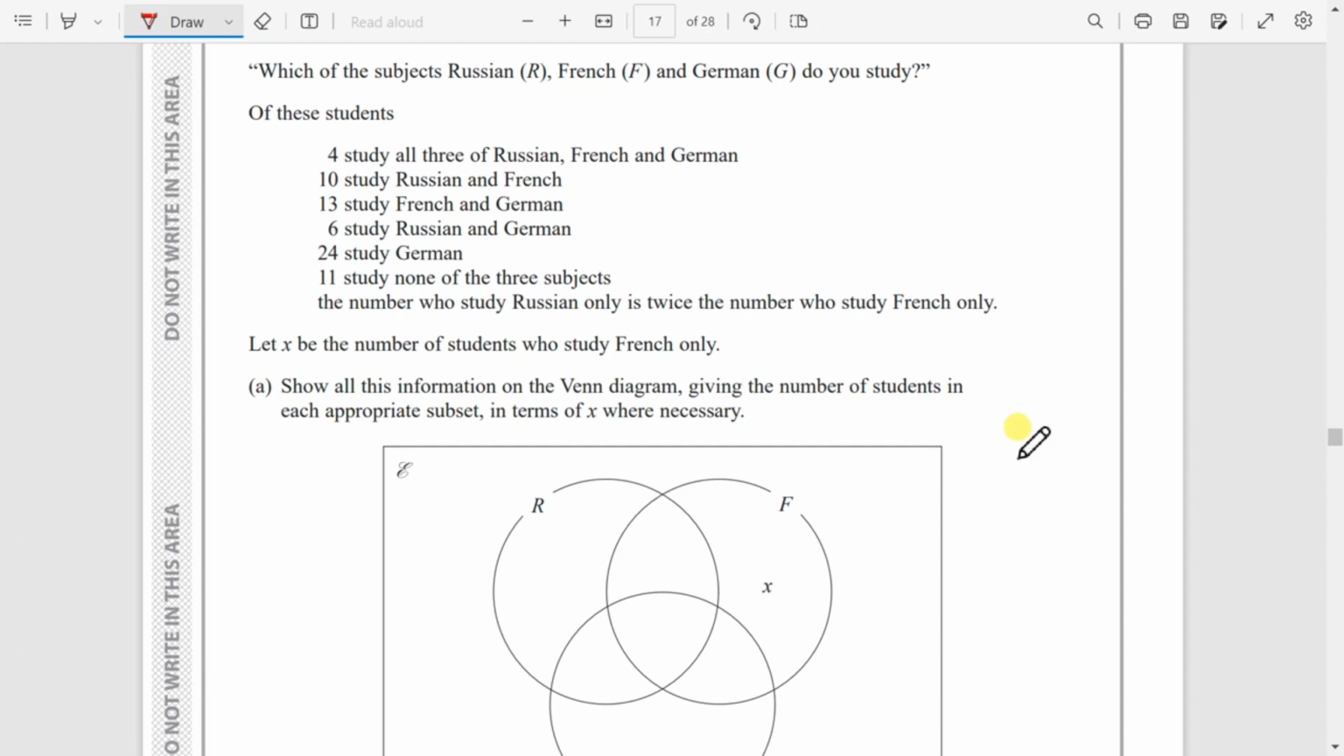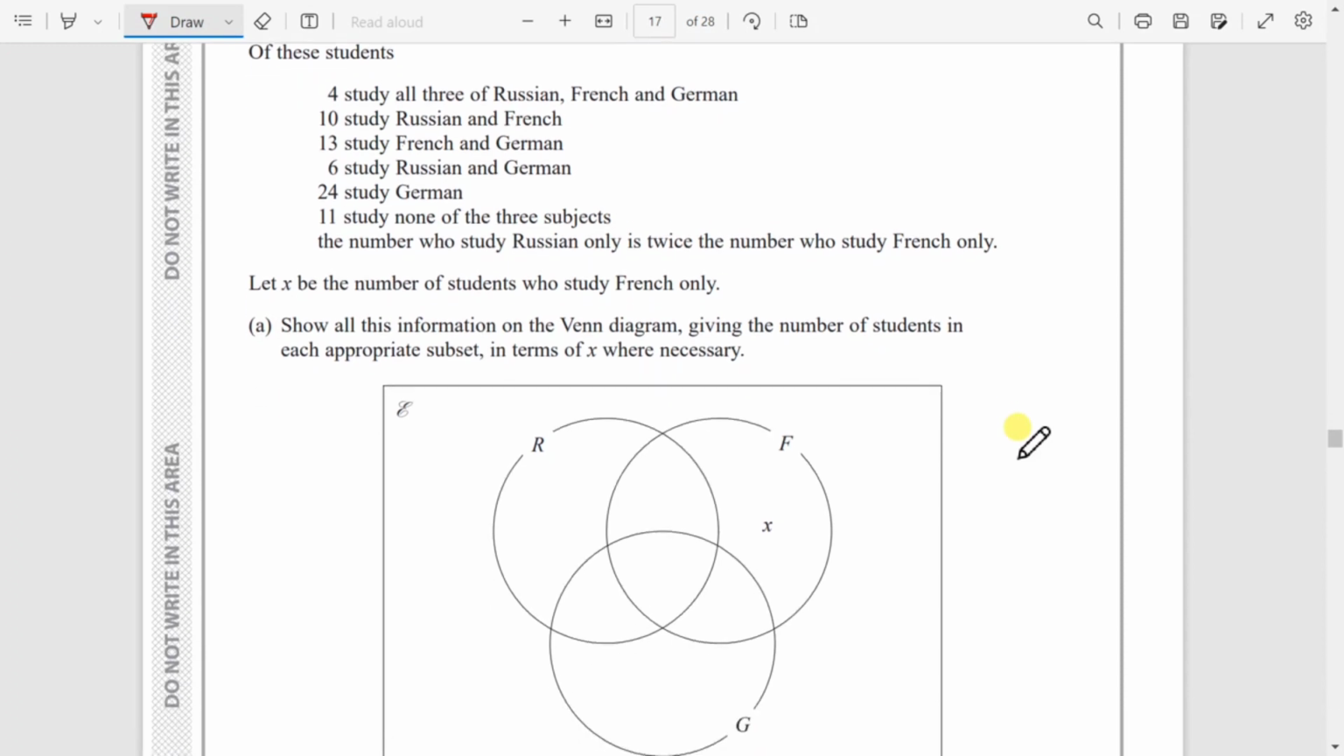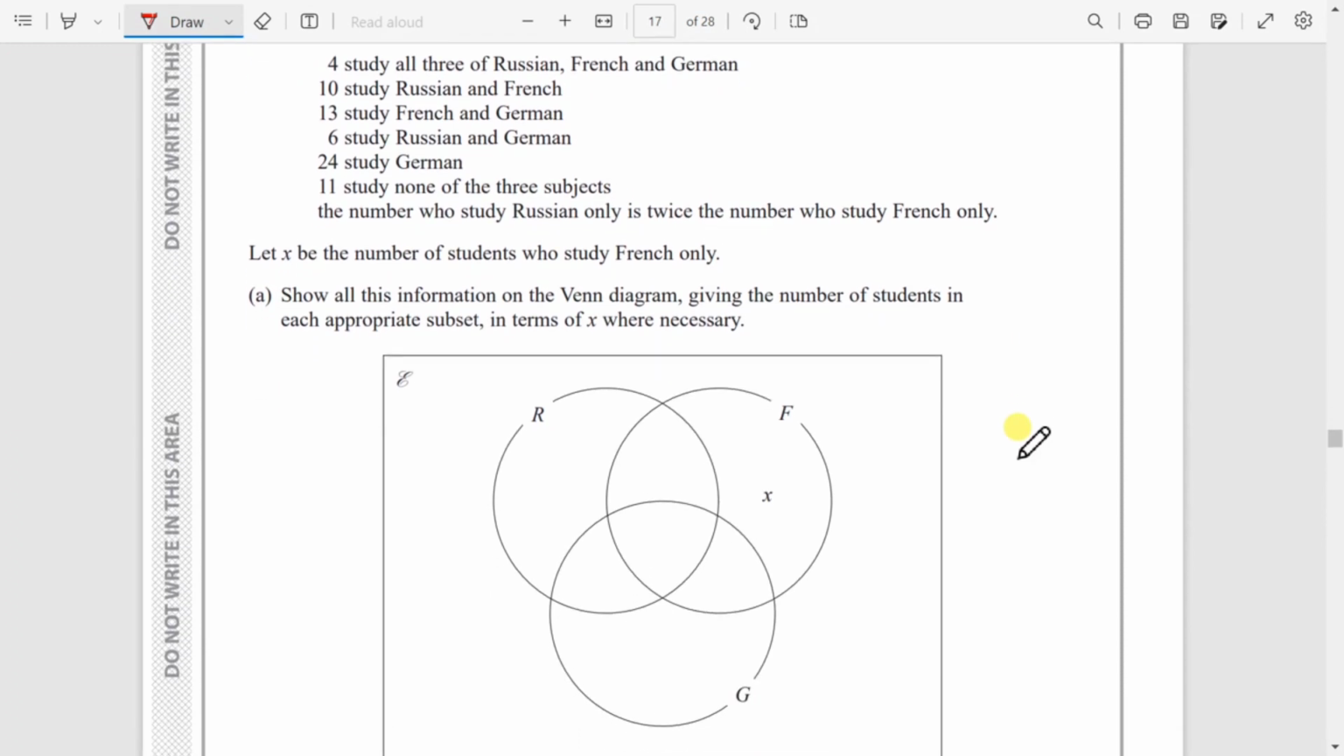Show all this information in a Venn diagram and give the number of students in each appropriate subset in terms of X where necessary. Cool. Alright, this one is a different Venn diagram as well. They have changed it all. So let's have a look. This is how I would approach it, guys. First you look at the center because you want to start at the center and then work your way towards the outside.